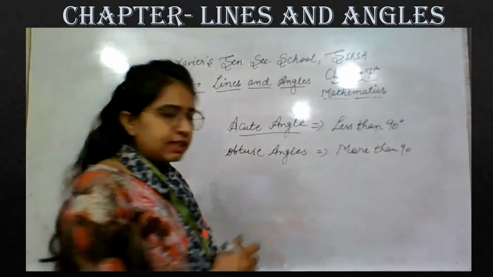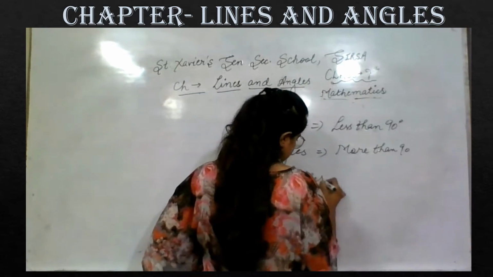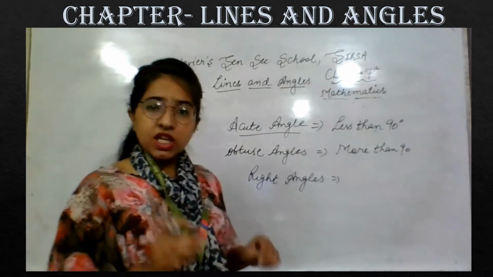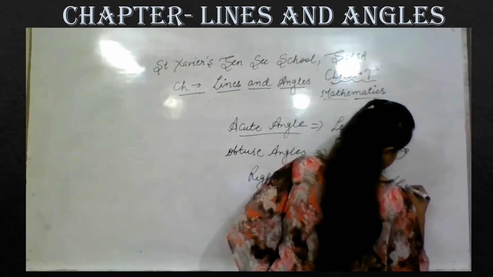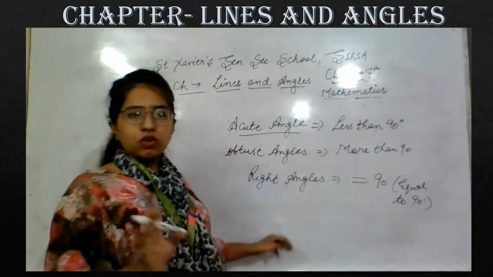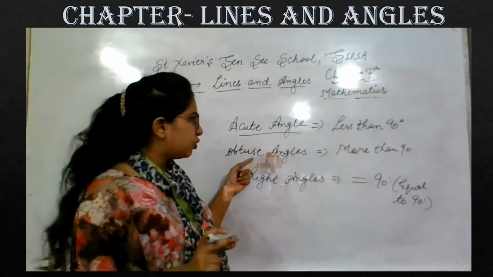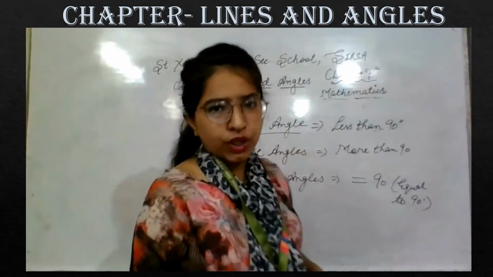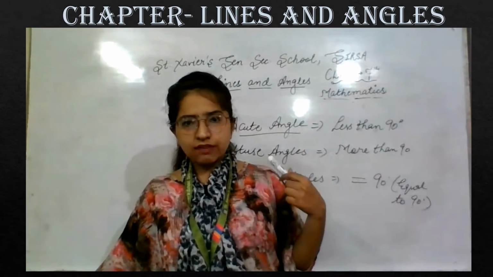So what are right angles? Right angles can be considered as those angles which are equal to 90 degree. So listen to me carefully again. Acute angles are less than 90 degree, obtuse angles are more than 90 degree, right angles are equal to 90 degree. Question number 5 you can read from your book, and I will write on the board also.